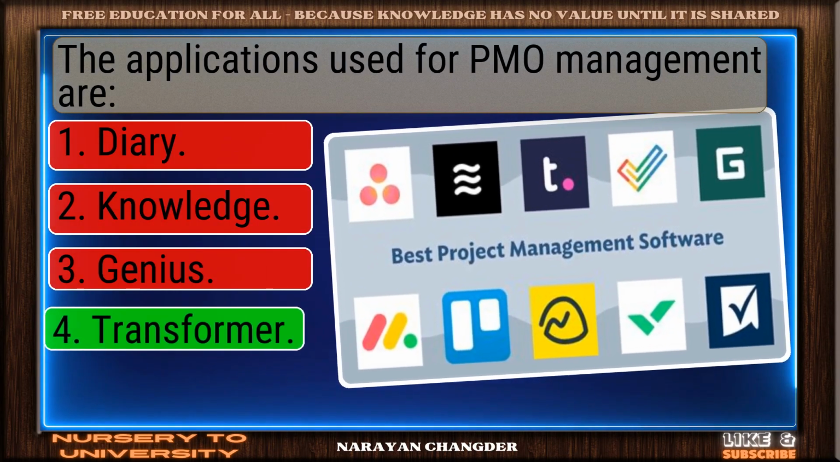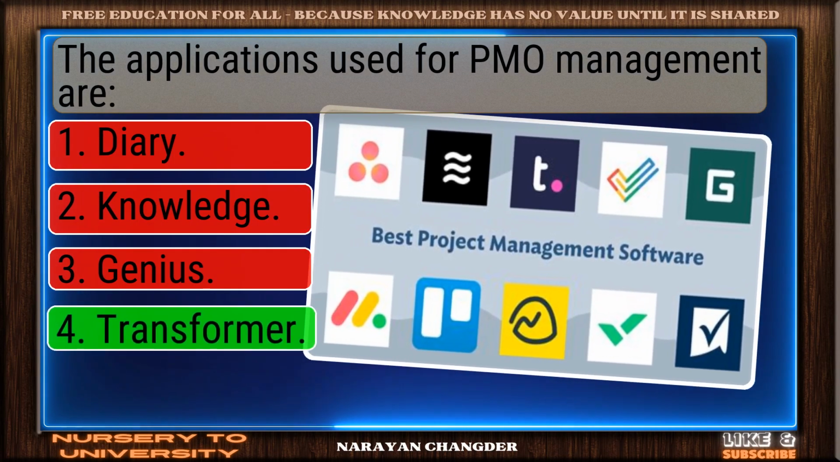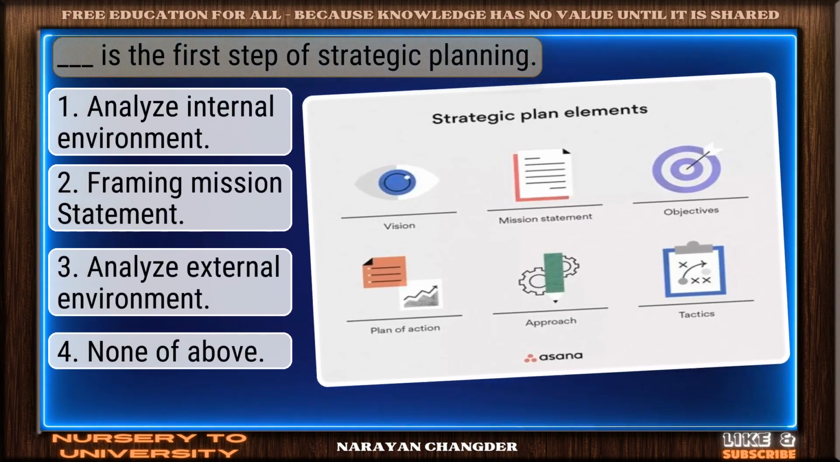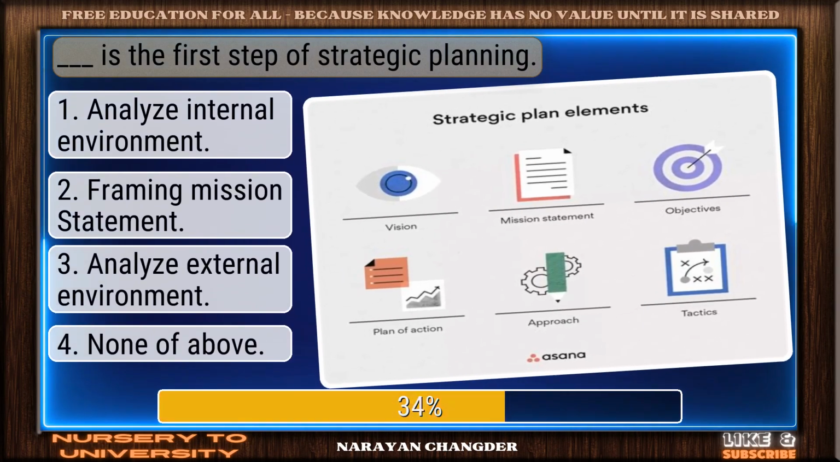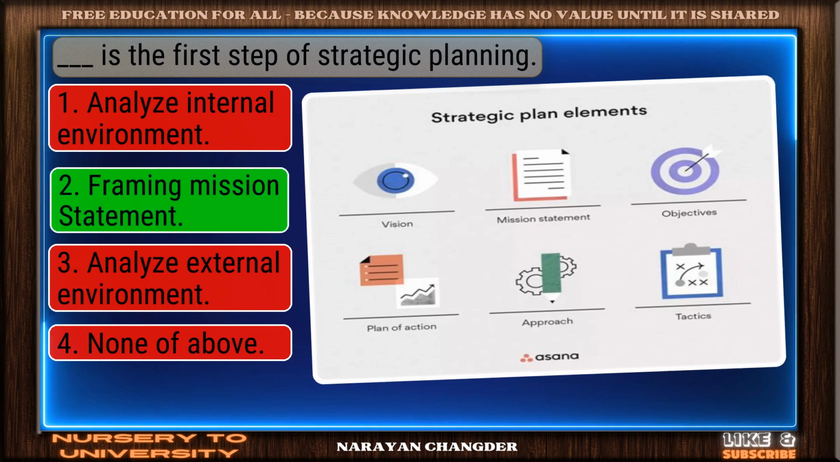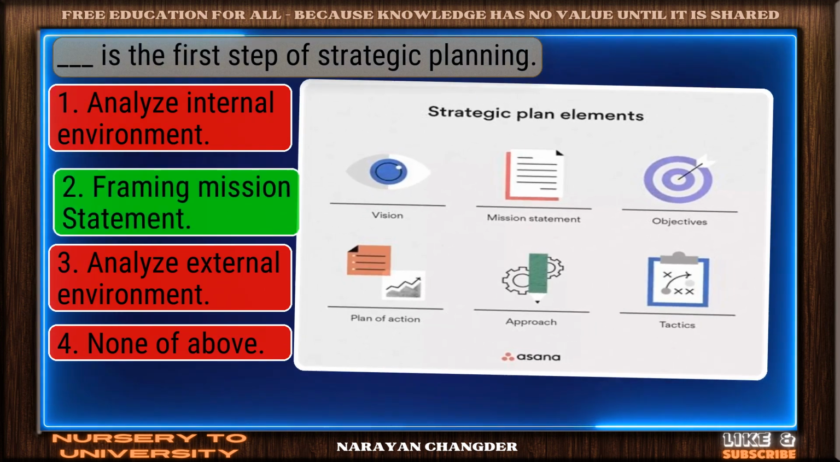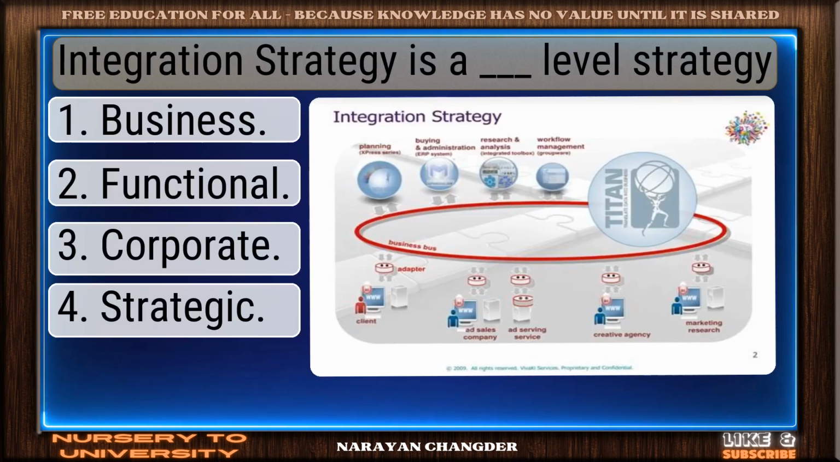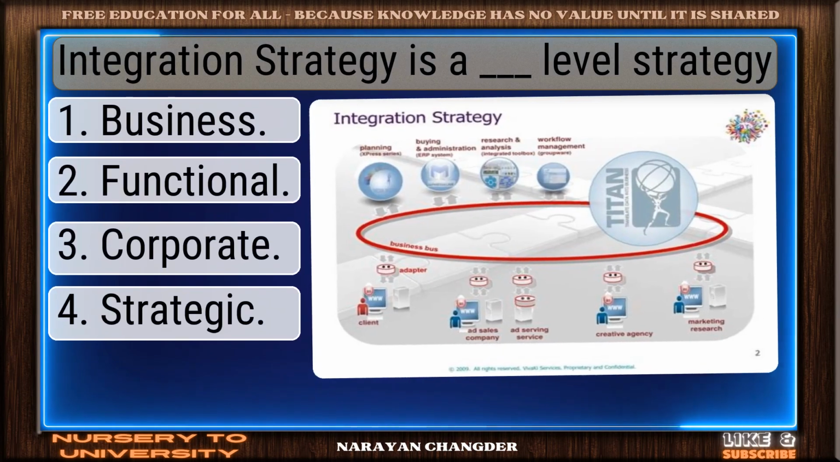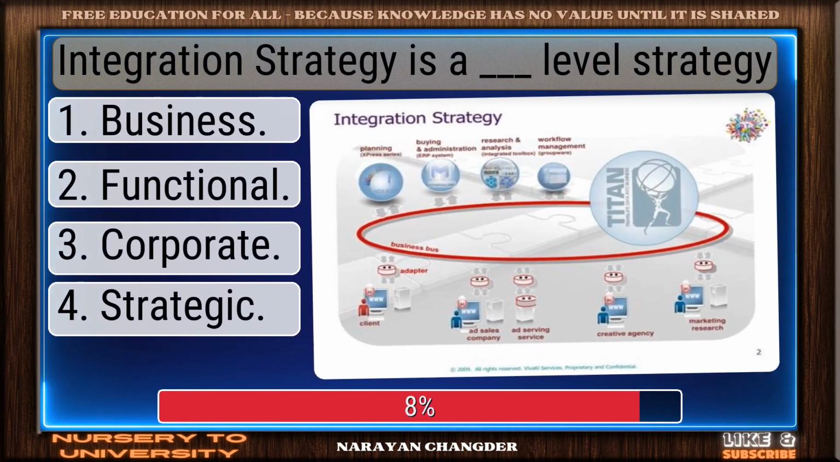Nice work. You chose Transformer and it is correct. Dash is the first step of strategic planning. Sharp thinking. Framing mission statement is the right choice. Integration strategy is a dash level strategy.